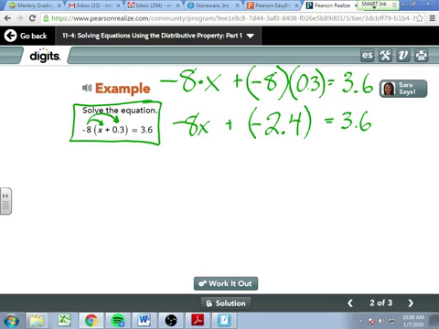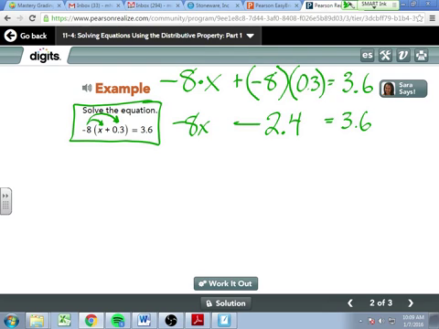So now, there's one last thing I would like to do to just tidy this up. Make it look a little better. Make it a little easier to look at. Karen? Negative 8x minus 2.4. Yeah, instead of saying negative 8x plus a negative, I can instead change this to just minus 2.4. Instead of writing plus a negative, I can just write it as minus.